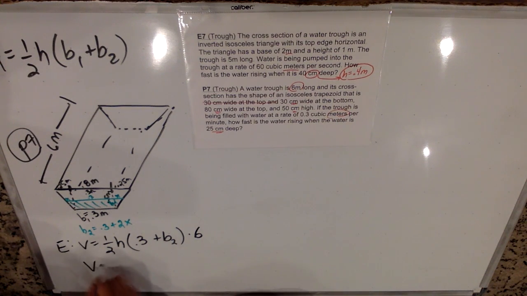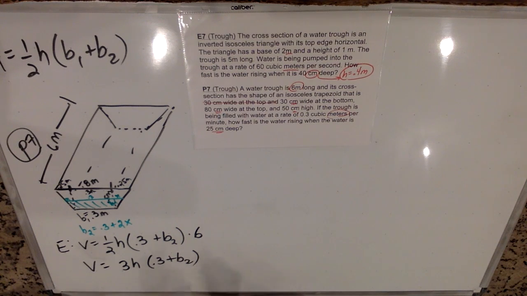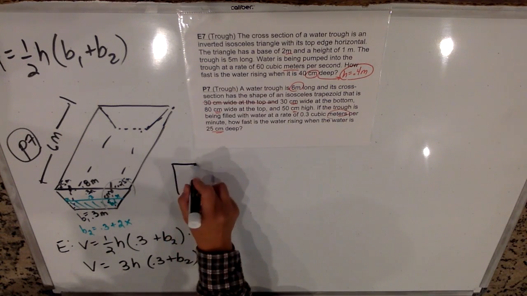So if I clean that up a little bit to start, I can at least put the 6 with the 1/2 and make this 3h times 0.3 plus b sub 2. But the issue with b sub 2 is I just don't know anything about it. So what I need to do is zoom in at this triangular shape, because what I actually have here are similar triangles.